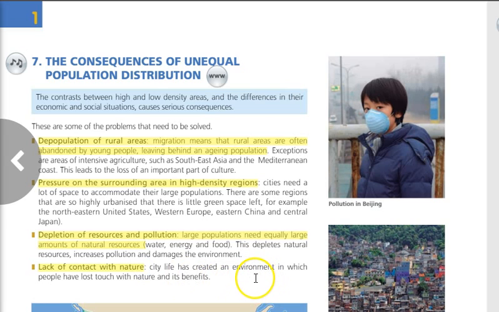And finally, lack of contact with nature. City life has created an environment in which people have lost touch with nature and its benefits.